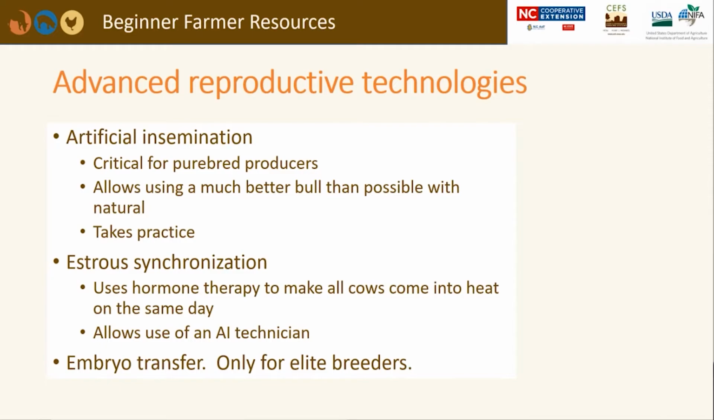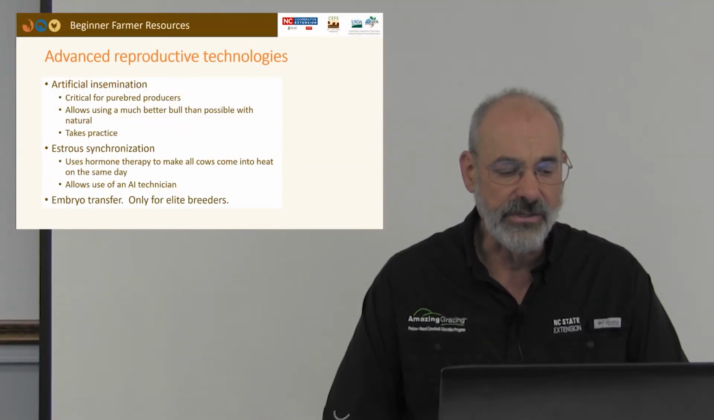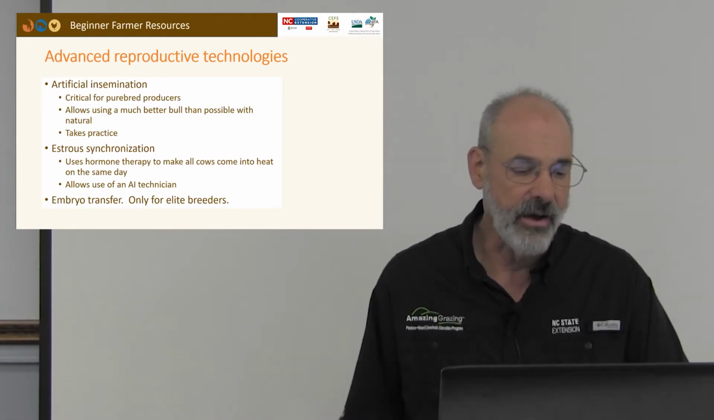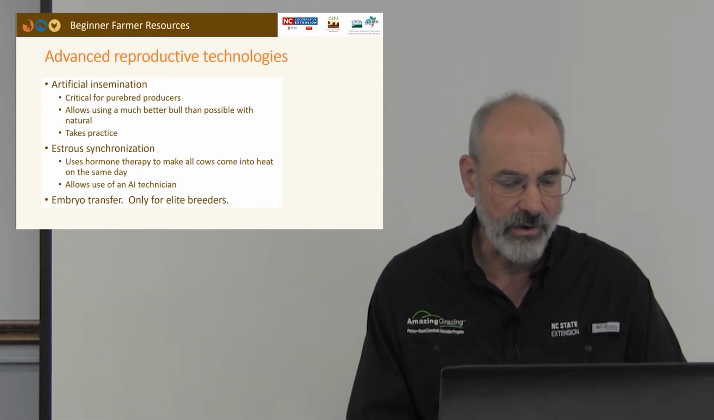Finally, embryo transfer is possible, and with this system, a cow is super ovulated and bred to a bull, and then we can get multiple embryos out of her. They're flushed out of the uterus, and then they can be implanted into other recipient cows that then birth and raise those calves that are the genetics from the donor parents. Now, this system is only for elite breeders. It's quite expensive, but can help to improve genetics quite rapidly.